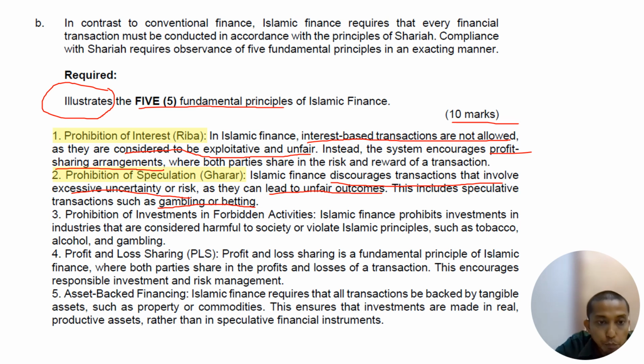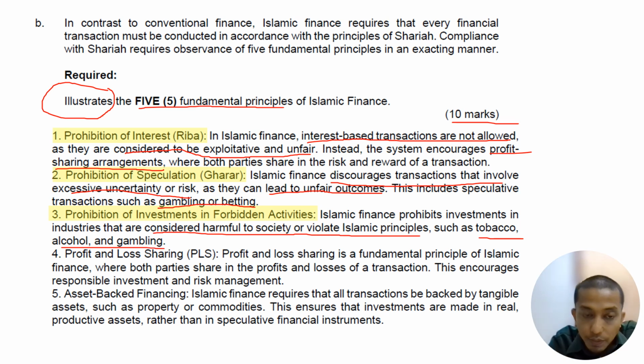All right. The next one is prohibition of investment in forbidden activities. So again, that is the point. To explain this point, prohibit investment in industries that are considered harmful to society or violate Islamic principles, such as tobacco, alcohol, and gambling. You see, explaining with an example is also fine. Again, if you want to give an example, it's also fine.